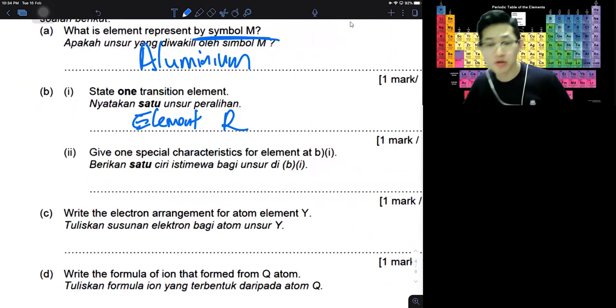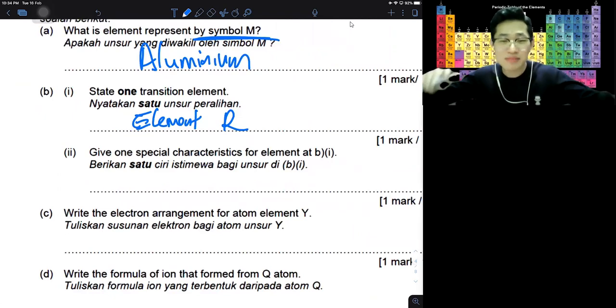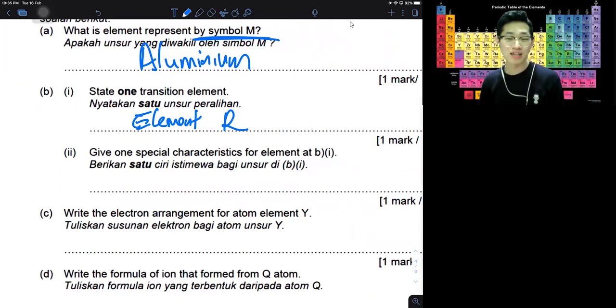Teacher, last year SPM got gift table. Every year SPM also got gift table. Every year SPM also got gift table. You all don't know one, meh?